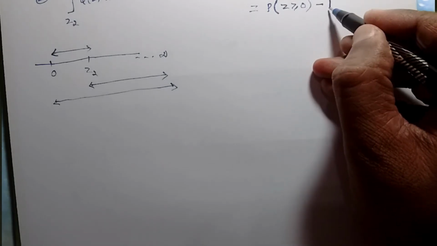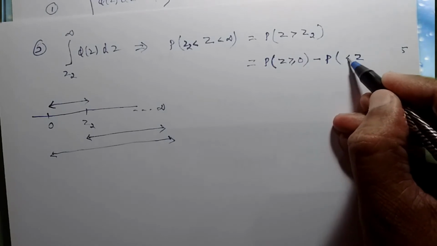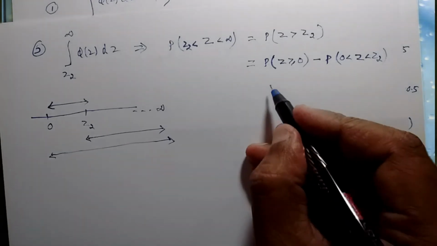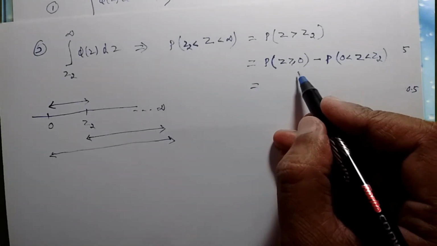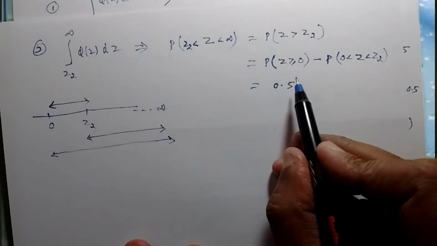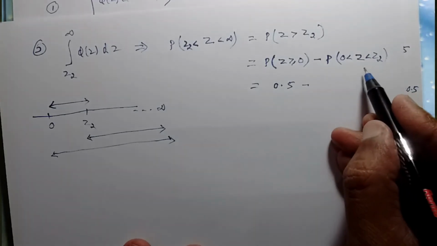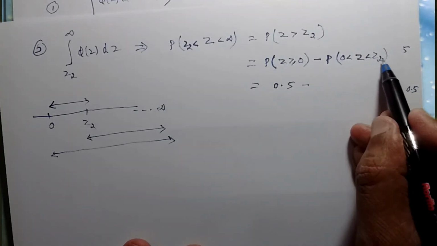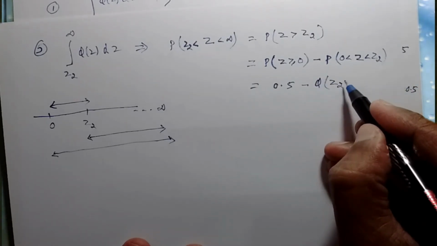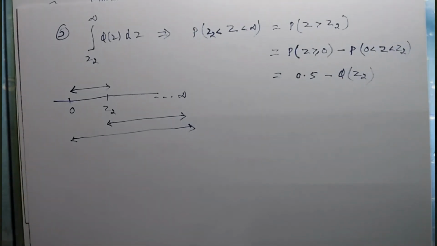minus the probability when the value of z is lying between 0 to z2. That value has to be subtracted. So we have the probability when z is greater than or equal to 0, and its value equals 0.5, the right-hand side of the normal curve, 0.5 area, minus this value. Whenever you have the probability 0 to a certain value of z, you can write phi of that z value. The z value over here is z2. So these are some of the basic results that you have to remember.